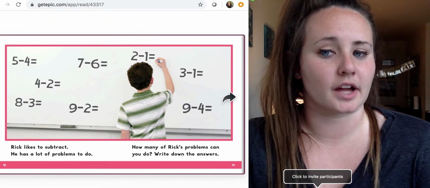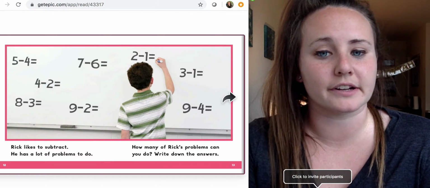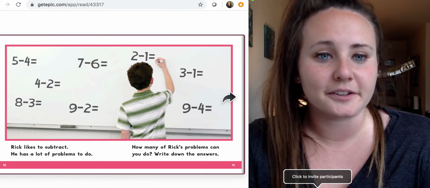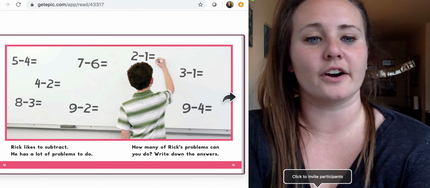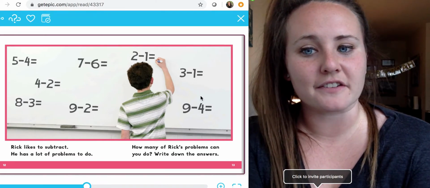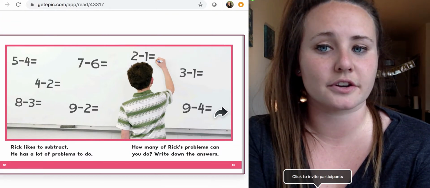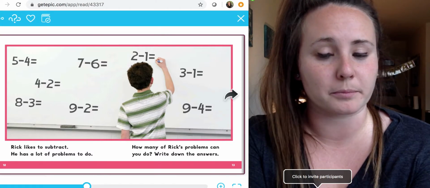Rick likes to subtract. He has a lot of problems to do. How many of Rick's problems can you do? Write down your answers. So go ahead and try. We have a few problems. Pause the video right now and try out these problems. You can use your fingers, you can use pictures, you can count backwards in your mind.